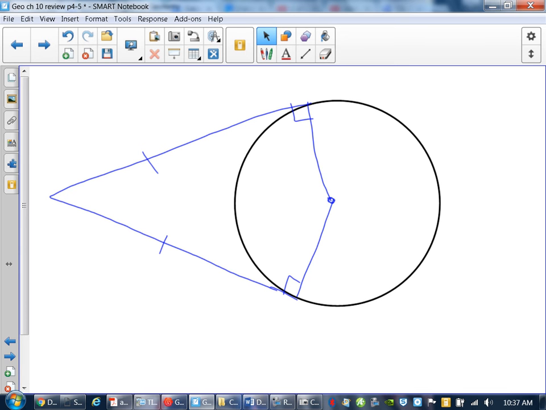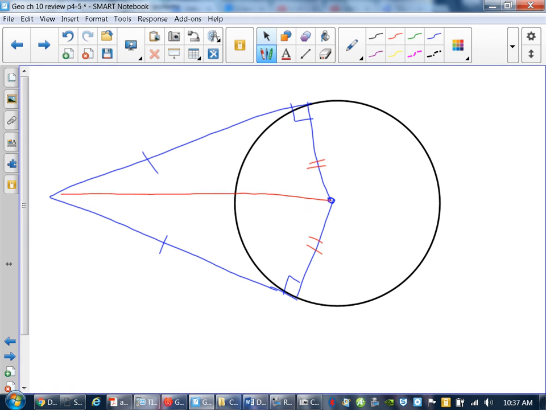Those two spots have to be congruent, and the reason that that works is, well, radii are congruent, that's reflexive, and you have hypotenuse, leg, because of the right triangles. That's why that works. So anytime you are tangent to a circle, you create a right angle at the radius, and if you're tangent to a circle starting from some endpoint going to two spots, those two lengths will always, always, always be congruent.